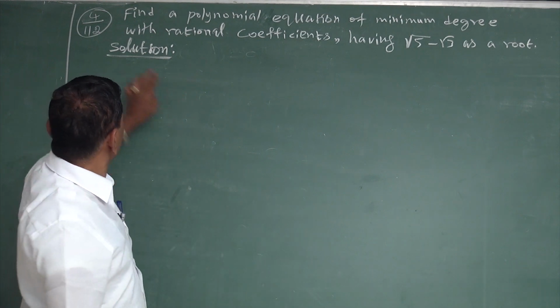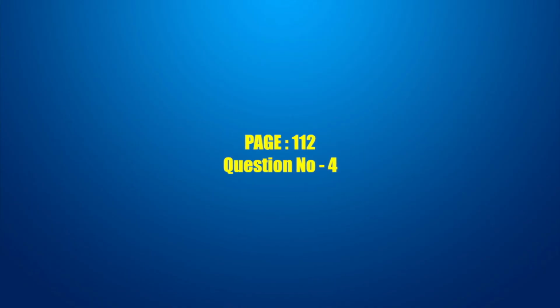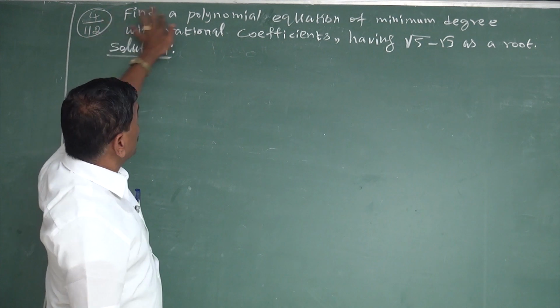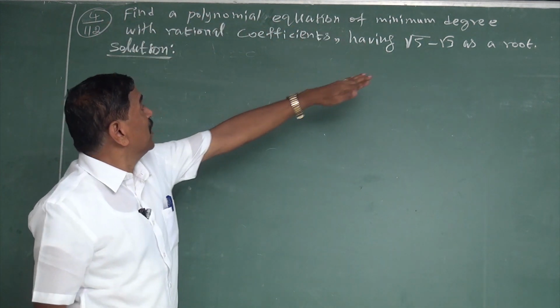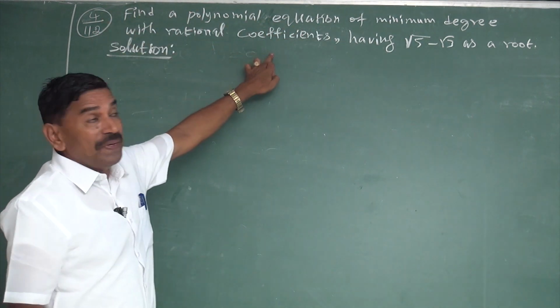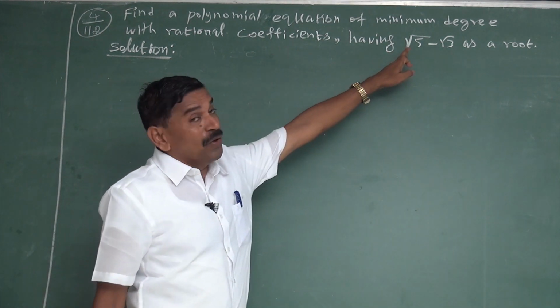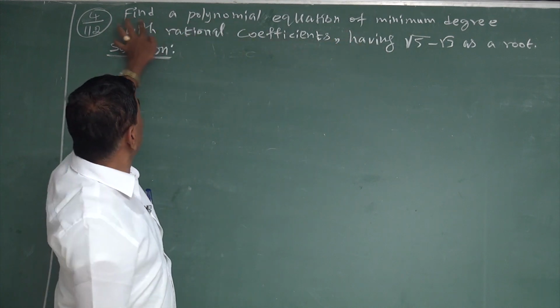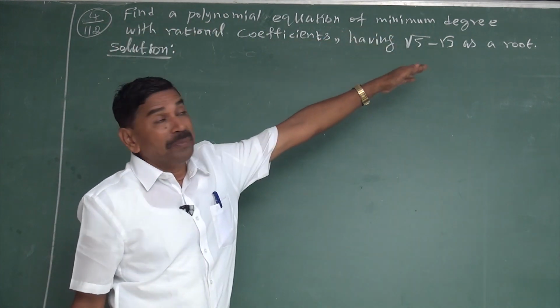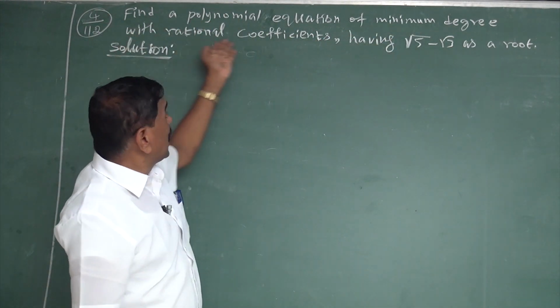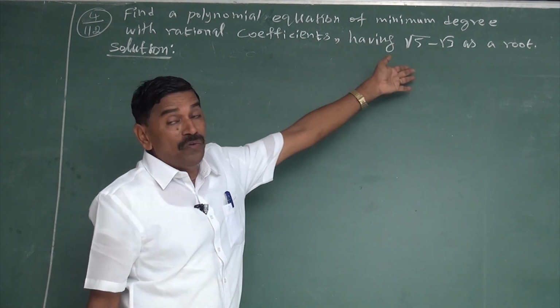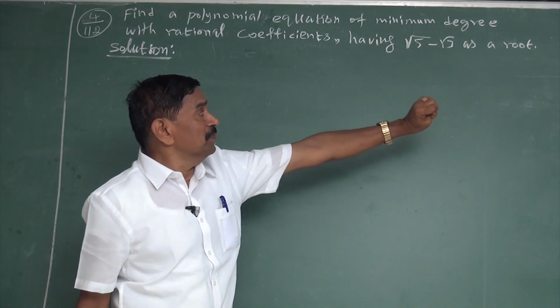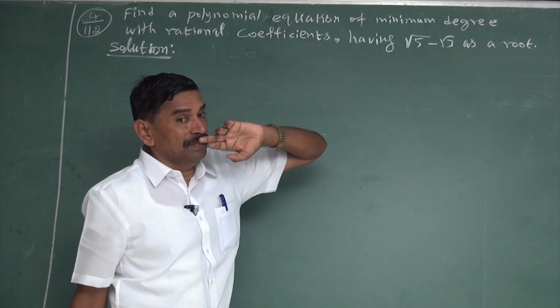Children, listen. Fourth sum, page number 112. Find the polynomial equation of minimum degree with rational coefficients having root 5 minus root 3 as a root. Again, find a polynomial equation of minimum degree with rational coefficients having root 5 minus root 3 as a root. Here, one root is given.